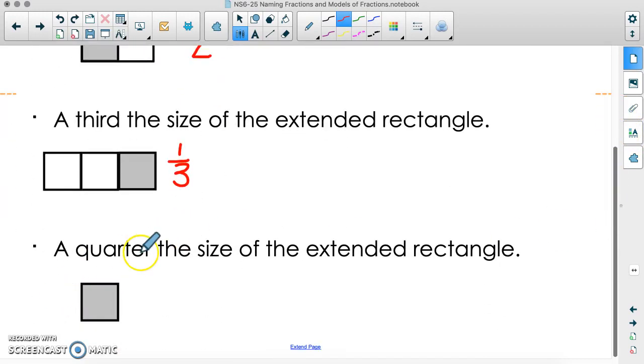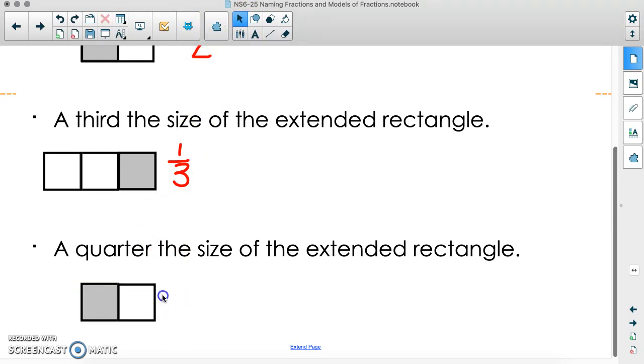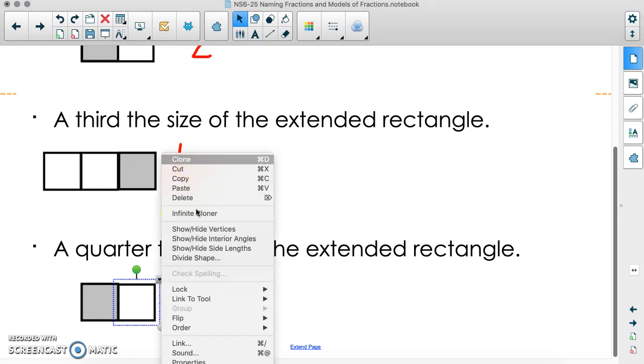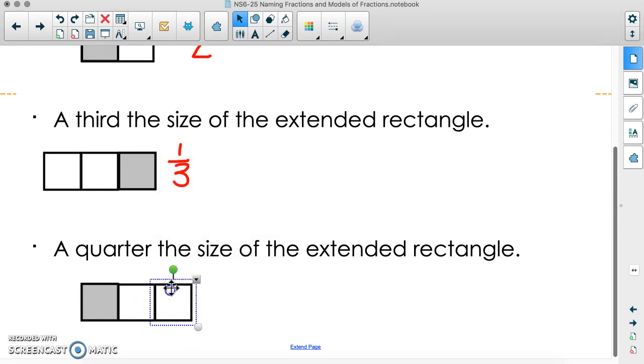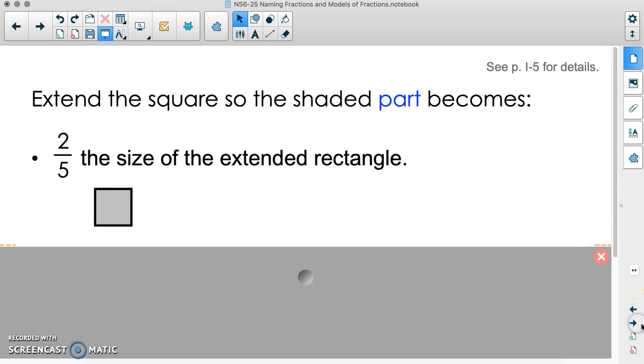And same with this, a quarter the size. So now it needs to be a quarter, meaning I need 4 shapes all together. They all need to be equal sizes, so I need to make sure that my sizes are exactly the same. So there would be 1, 2, and 3, and now I have 1/4 of the extended rectangle, and all of my parts are the exact same shape, or exact same size.